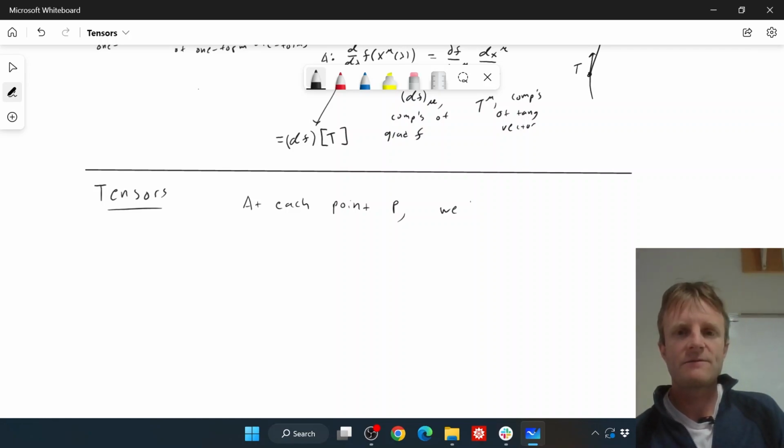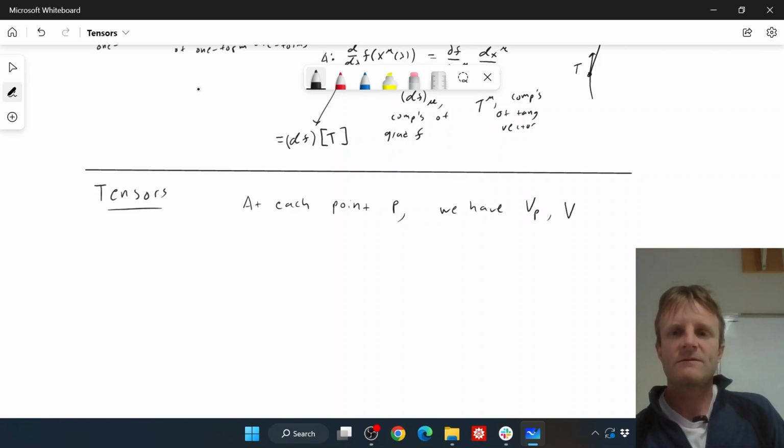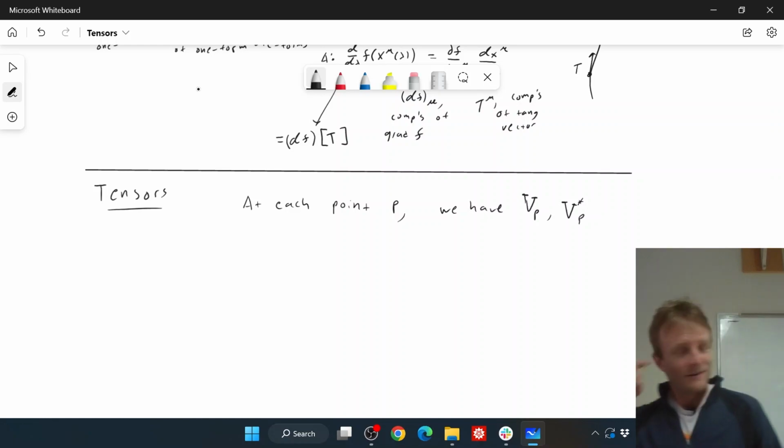So we have V_P, because we want vector fields, right? So we need a different vector space at every point. And we have V star P, capital. I see in my notes I used capital T. I know why now, because it won't lead to confusion with the little v we had before. So we have these two things. We've already defined them. And so now we can consider a map.